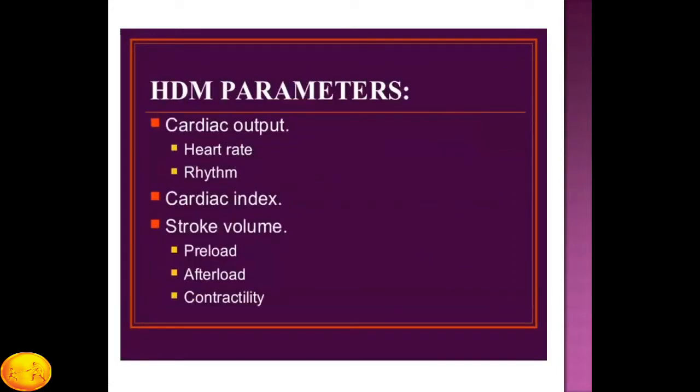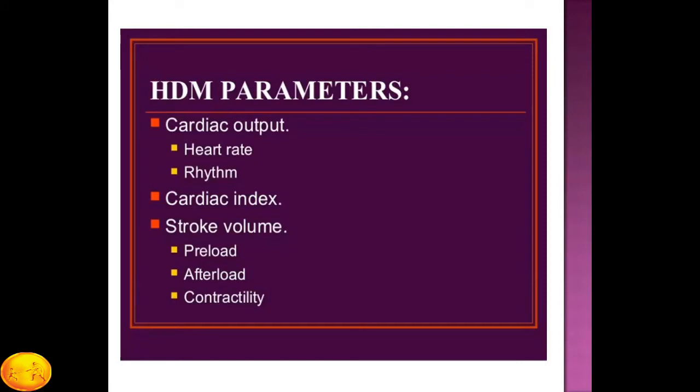So as I told you, the cardiac parameters which we routinely see are the heart rate, pulse rate, and rhythm, whether the heart is beating in a normal sinus rhythm or arrhythmias are there. That is also monitored, and with ECG we can monitor it. Then cardiac index. Now cardiac index is a very highly specific parameter of cardiac function.